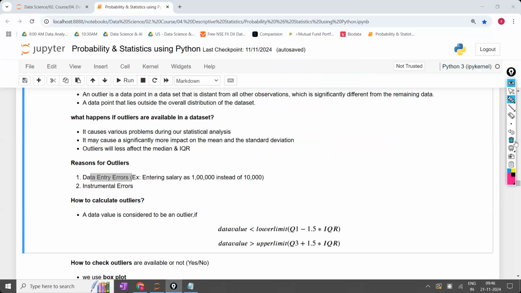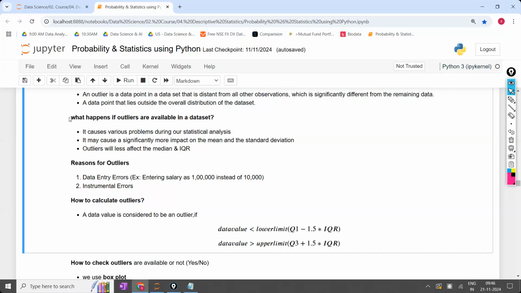Otherwise, we are considering this one. This kind of problems will come. Now, here any value less than Q1 minus 1.5 into IQR is considered as an outlier. Any value greater than upper limit, that is Q3 plus 1.5 into IQR, is considered as an outlier.